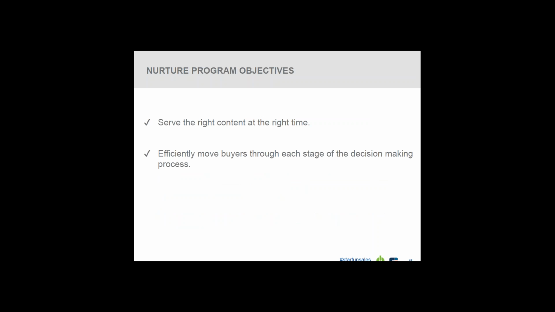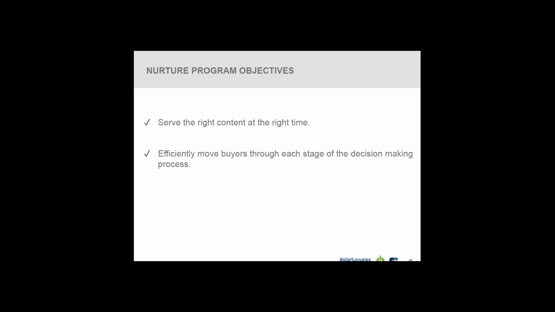And why is this important? Well, it's going to help us achieve 2 goals. You're going to make sure that you're serving the right content at the right time. And again, as I mentioned earlier, this is the right content for the buyer and at the right time for them. So they may not care that it's end of quarter for you and you're trying to close out your number. What they care about is where are they in that 5-step, 5-stage buyer process.